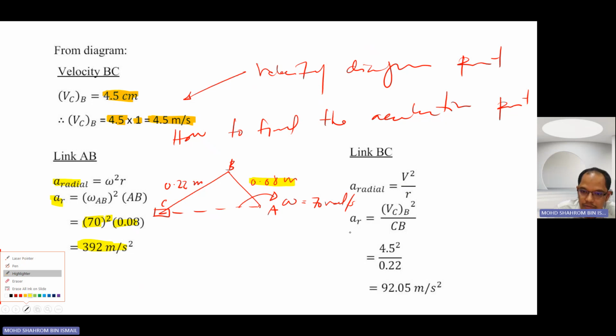Okay, and then for link BC, the radial acceleration is found by using this equation, v squared divided by r. What is v squared? V squared is our velocity, this velocity.